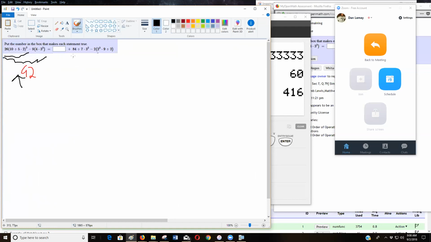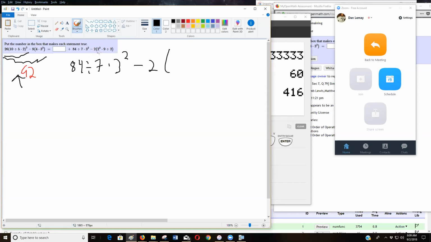So on this right-hand side, now I'm going to simplify this. I'm going to just deal with the parentheses first. I don't have to, but I'm going to. I mean, I could take care of this 84 divided by 7, and that's not going to mess anything up. But I'll go in and use the parentheses.